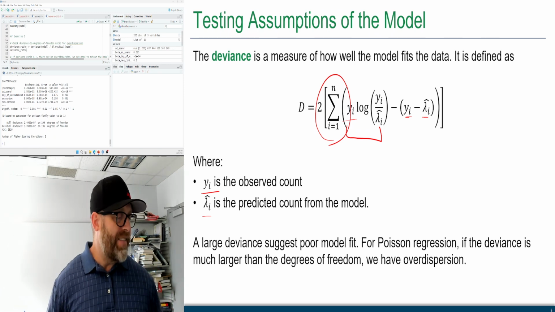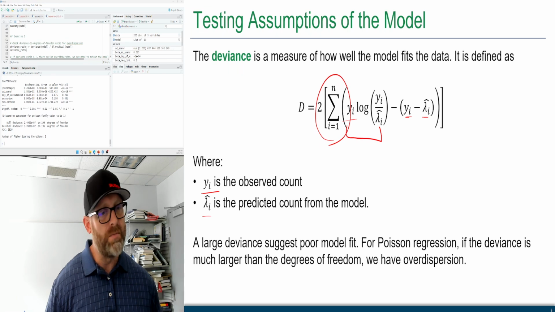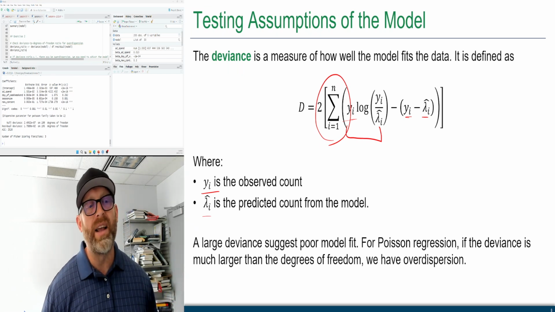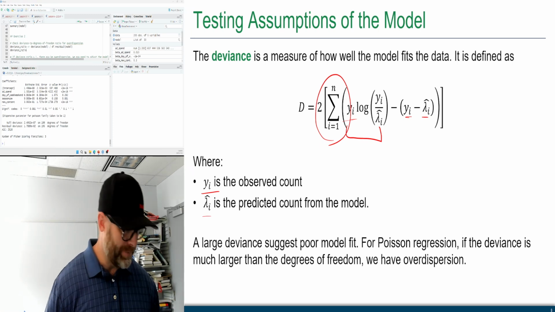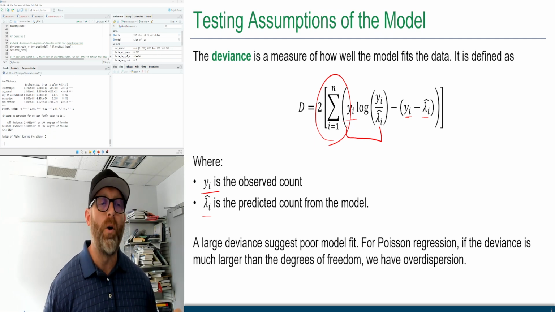A large deviance suggests a poor model fit, so the smaller the deviance, the better. We're using this to see how well the model explains the variation in the data. For Poisson regression, if the deviance is much larger than the degrees of freedom, typically we have overdispersion.